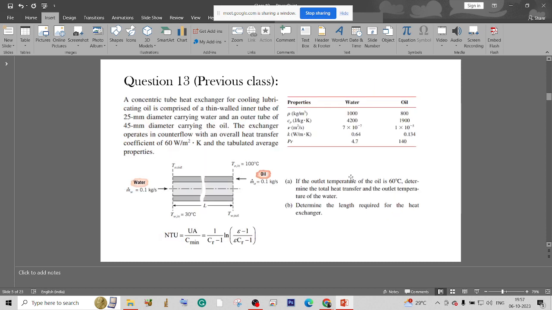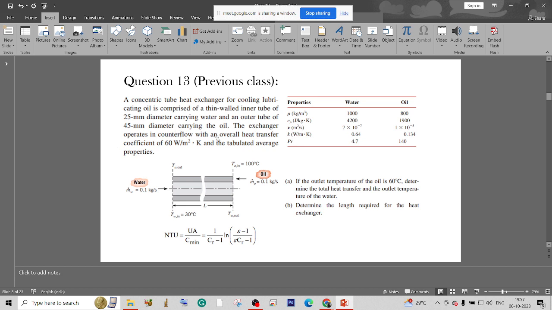So this is the 13th number question from the previous class. What it said: a concentric tube heat exchanger for cooling lubricating oil is comprised of a thin wall inner tube of 25 mm dia carrying water and an outer tube of 45 mm dia carrying the oil. Simple. There are two tubes. This is a double pipe heat exchanger, so the inner dia is already given as 25 and the outer one is 45.